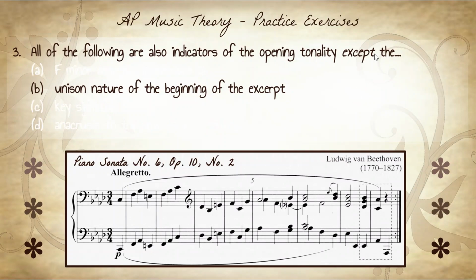Correct answer is B. The key signature of 4 flats, the anacrusis of so leading to do, plus the tonic arpeggio in measure 2 are all conclusive evidence that the key is in F minor. The unison nature of the beginning of the excerpt is not.